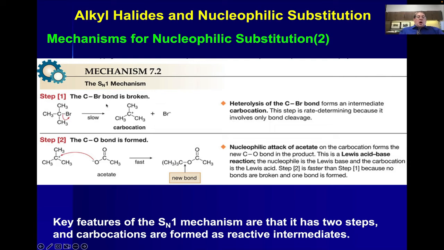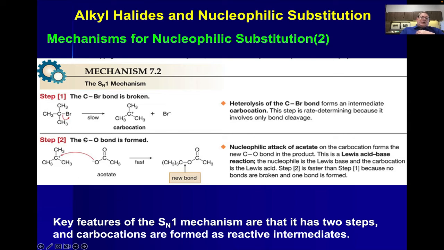And so you get the carbocation in the first slow step, and in the second step, some nucleophile, in this case, my slides show acetate functioning as the nucleophile. This oxygen with the negative charge attacks the carbocation, and you form a new bond between the oxygen and the carbon shown here. The rate of this reaction is only dependent on the alkyl halide concentration, this thing.